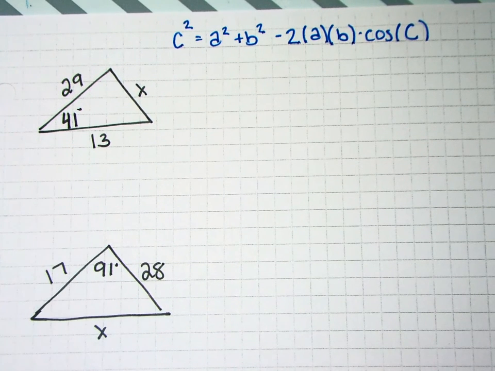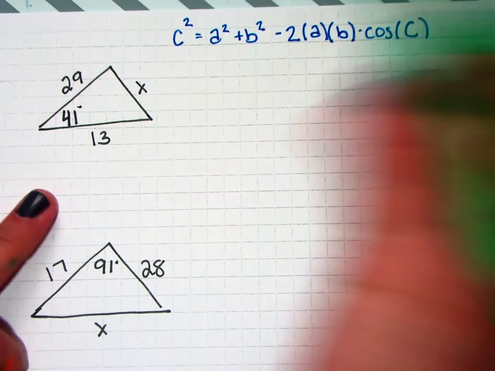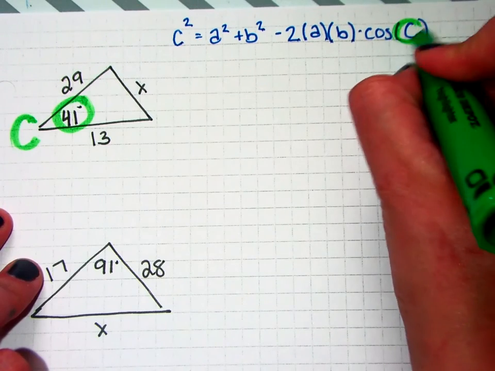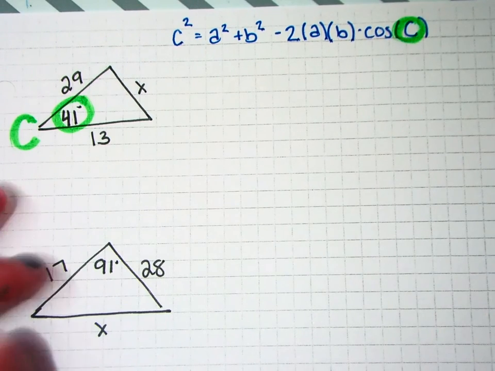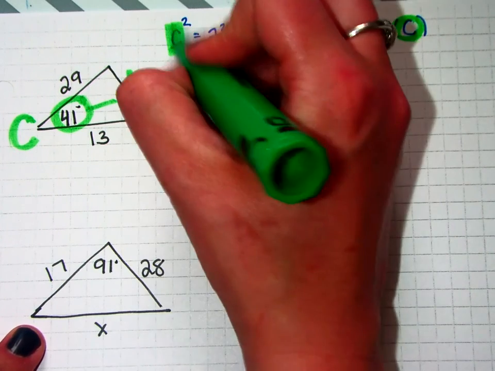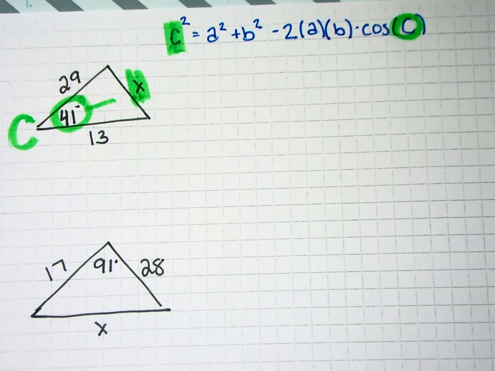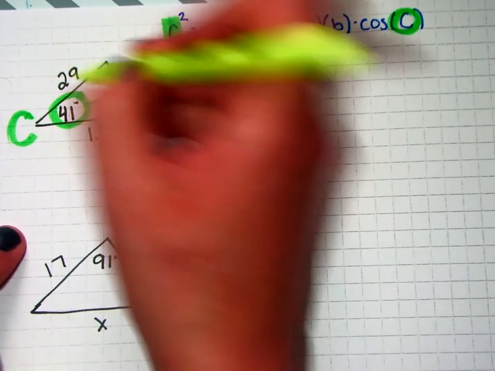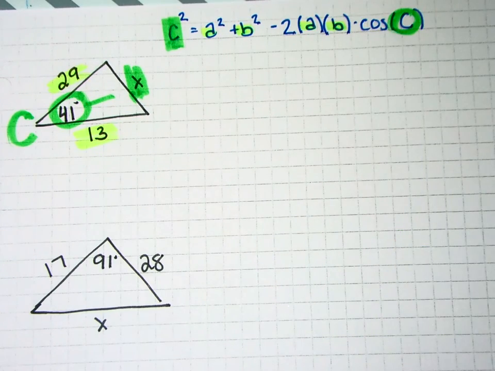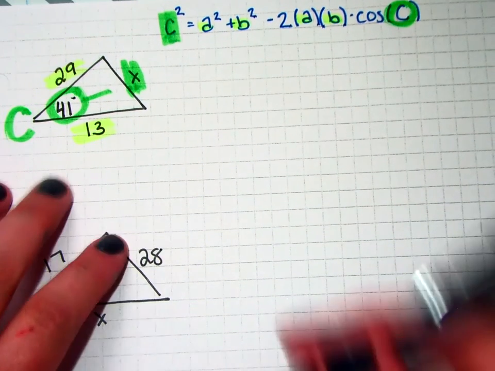So in this case, this angle measure of 41, that's going to be my capital C value when I plug it in. And then the angle across from it is x, and that's going to be little c. From here, A and B just get thrown in there. So let's go ahead and substitute.